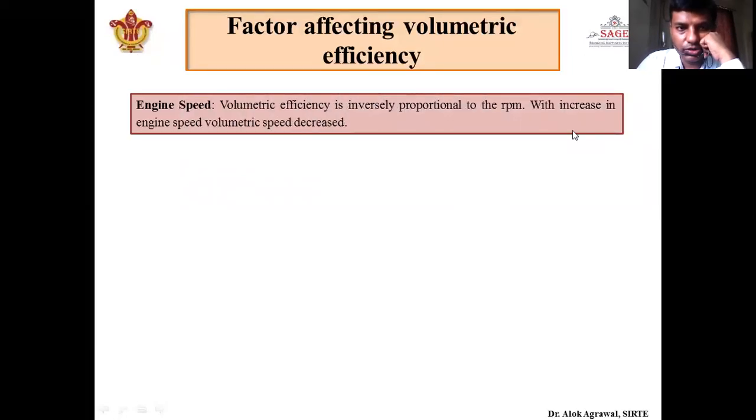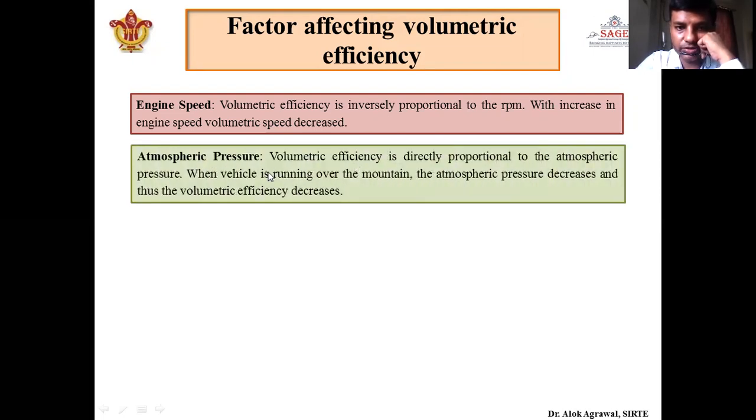Volumetric efficiency is inversely proportional to the RPM. What does it mean? When the engine speed increases, volumetric efficiency will decrease. Why? Because when the engine speed increases, there is less time for the charge to come inside the combustion chamber, because the suction stroke occurs very rapidly, and because of that, less time is available for the intake or suction stroke. Less oxygen, and less volume of air and fuel mixture or charge, gets inside the combustion chamber. Hence, with an increase in engine speed, the volumetric efficiency of the engine will decrease.